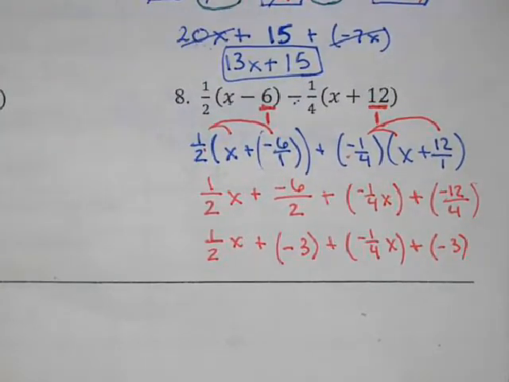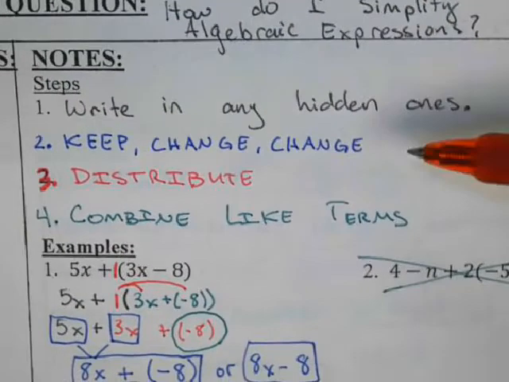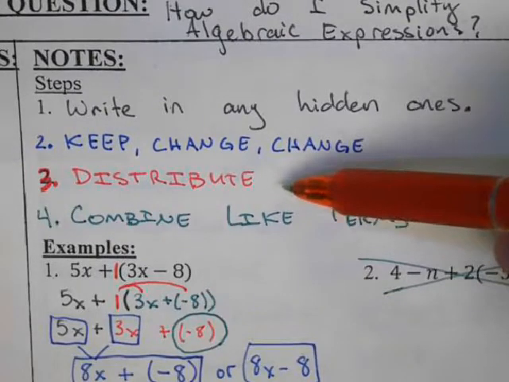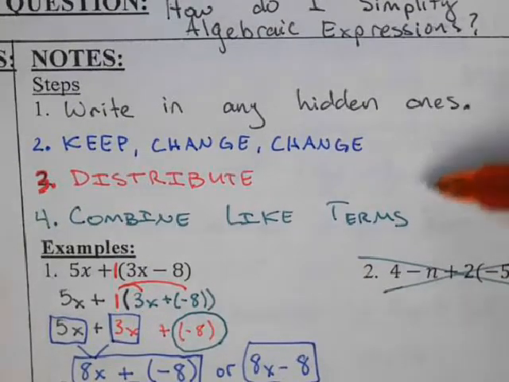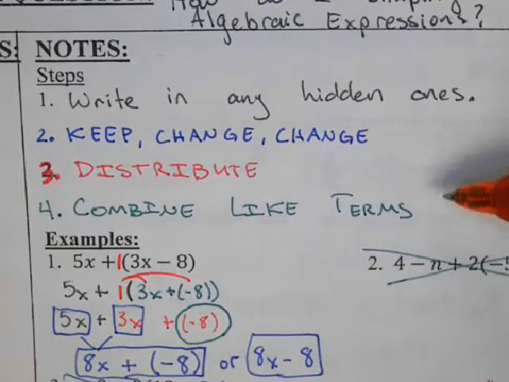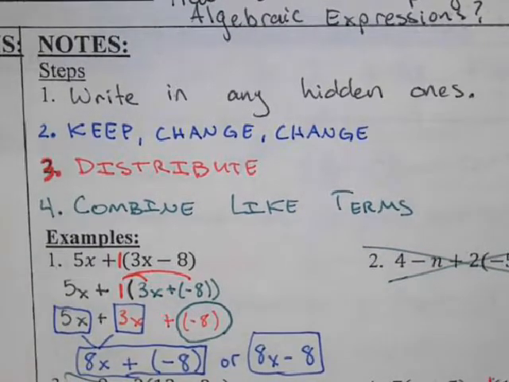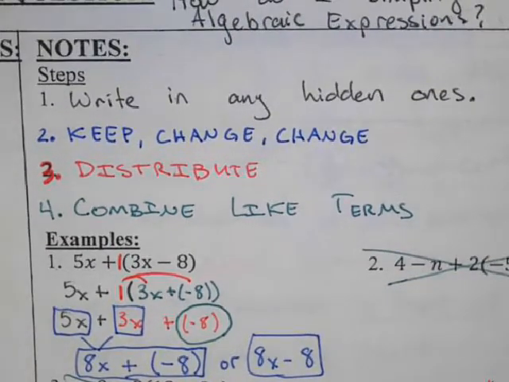So if you follow these 4 steps, write in your hidden ones, do our keep, change, distribute, and combine like terms, it'll be a little bit more writing, but you will have less chances where you get stuff wrong.